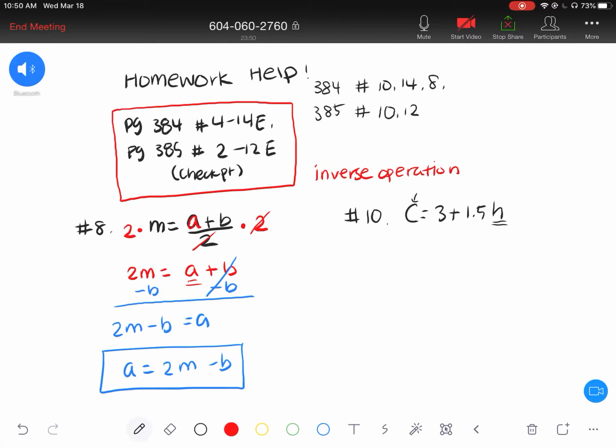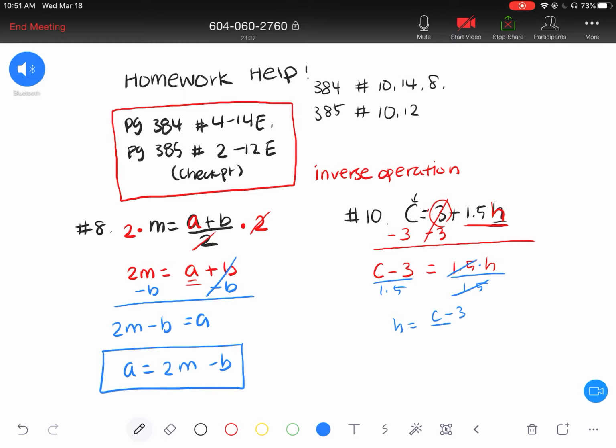So I have H here, and I have to leave this part alone. So I need to get rid of this 3. I subtract it, because 3 is a positive 3, and I also have to subtract it on the other side. C minus 3 equals 1.5H. After that, I am doing 1.5 times H, so I have to divide by 1.5 on both sides so I can get rid of these.